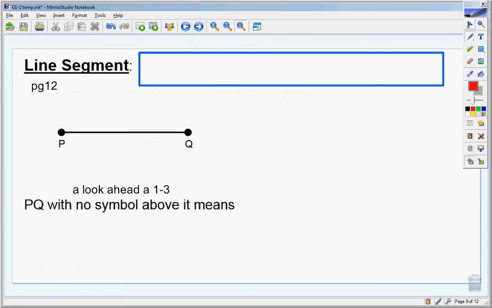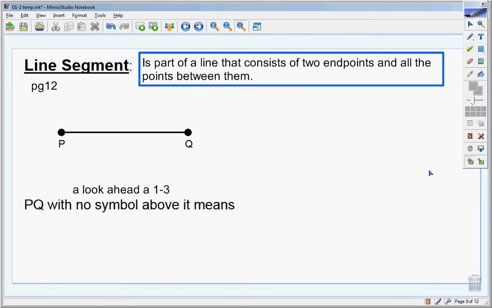Okay. Next, a line segment. This is actually a defined term. It is part of a line that consists of 2 endpoints and all the points between them. When you're naming a segment, you must name it with its 2 endpoints, and you must put the little segment bar over the top. Notice there are no arrows.